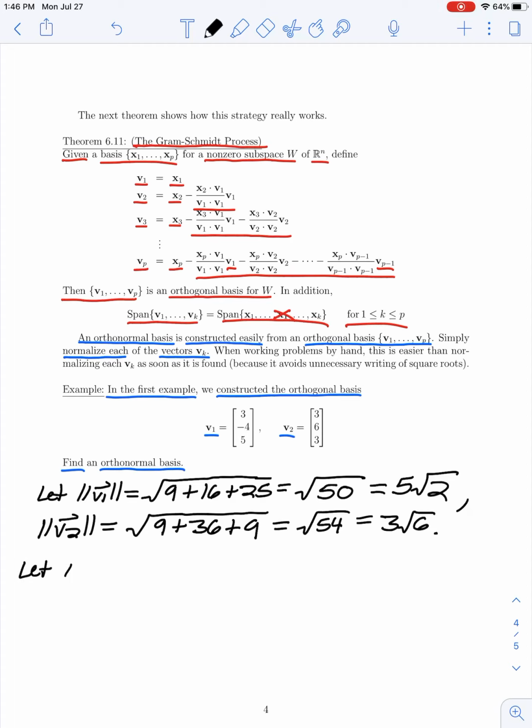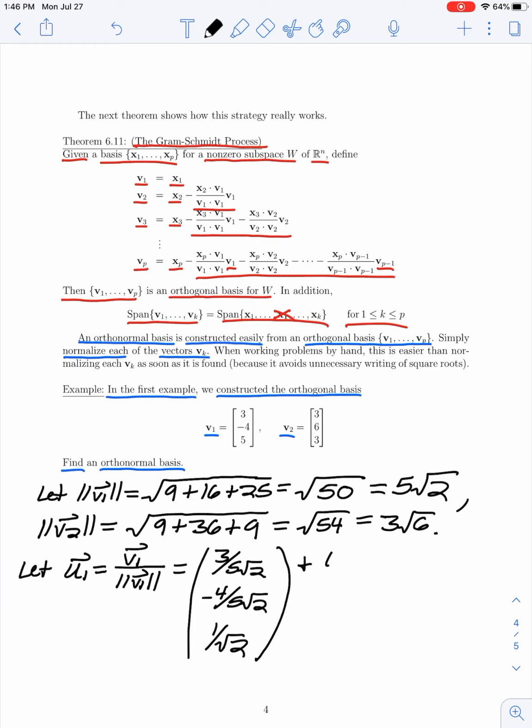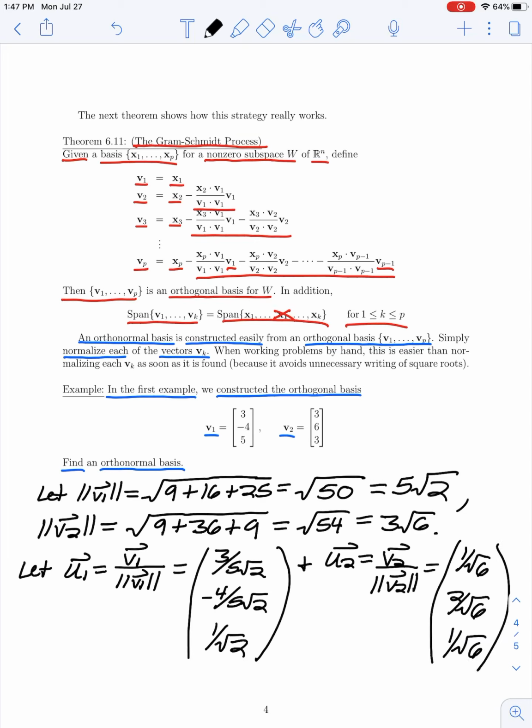So to get our unit vectors for this basis, let u1 be the vector v1 divided through by its magnitude, or its length. This would give us the vector 3 divided by 5 root 2, negative 4 divided by 5 root 2, and then 5 divided by 5 root 2, which reduces to just 1 over root 2. And we're going to take the unit vector u2 to be v2 divided by its length, or scaling by 1 over its length. So here we would have 3 over 3 root 6, which is 1 over root 6, 6 over 3 root 6 is 2 over root 6, and 1 over root 6.